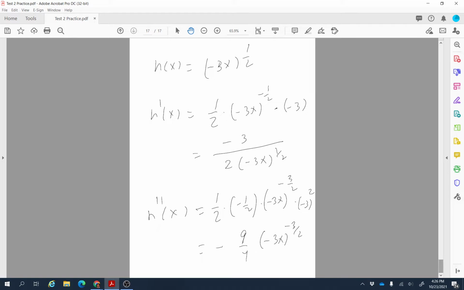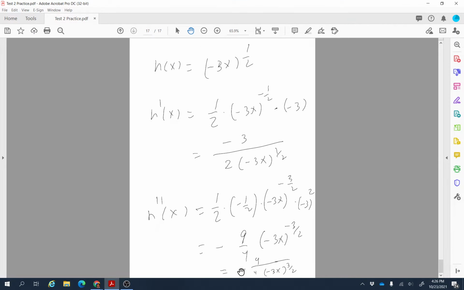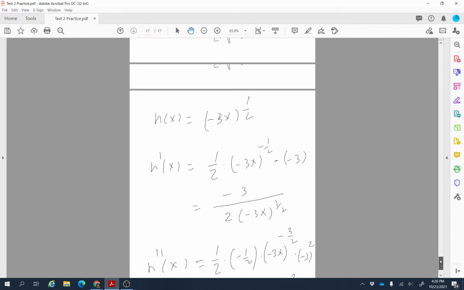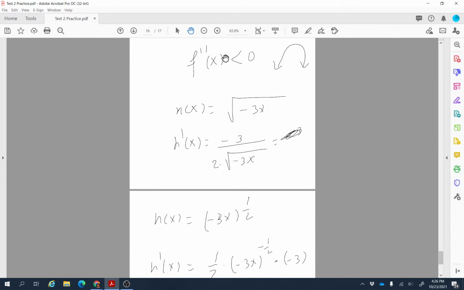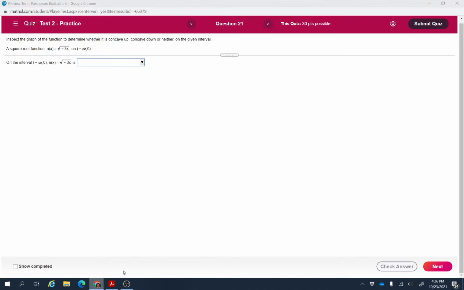But remember, don't be confused, this is a positive value, okay? So eventually this is negative 9 over 4 times (-3x) to the power 3 over 2. This thing would be always positive on the domain we have given here. If you look at the domain here, it's always positive. So because of this negative sign, it will be negative, and because the second derivative is negative, the graph would be concave down. So for this particular problem, the graph would be concave down.